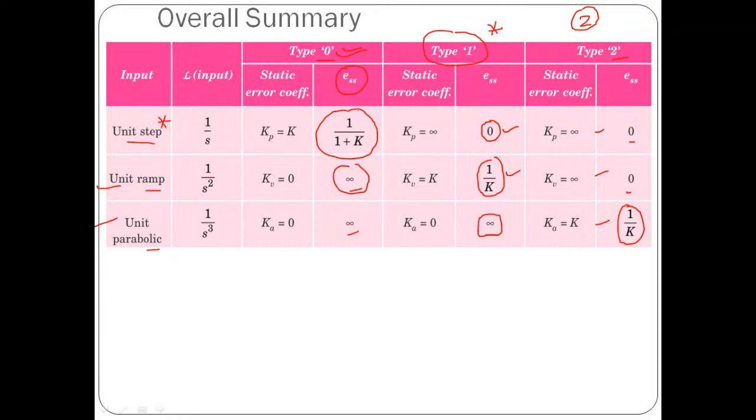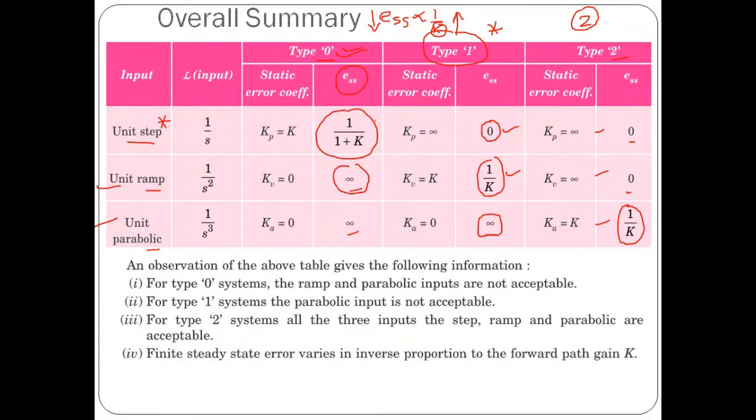Now, one more conclusion we have drawn from this particular table, and that conclusion is that the value of steady state error is inversely proportional to the overall gain of the system. That means the moment we increase the value of gain k, automatically the value of steady state error goes on reducing. This is very important. So the same thing is mentioned over here, and all these points we have discussed in our previous class.